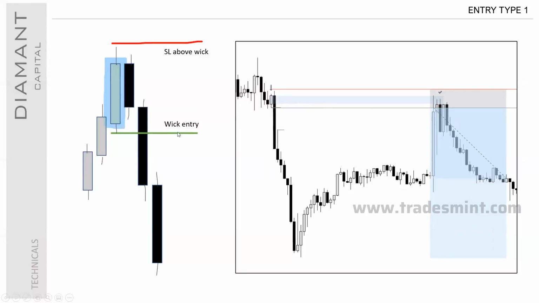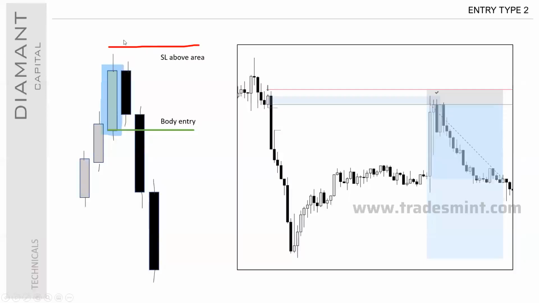Now, you've got this wick entry. Stop loss would be just above the top of the wick. The second type would be the body entry. Stop loss above the area as well, just to keep it safe. So not just above the wick, but surrounding candles as well.